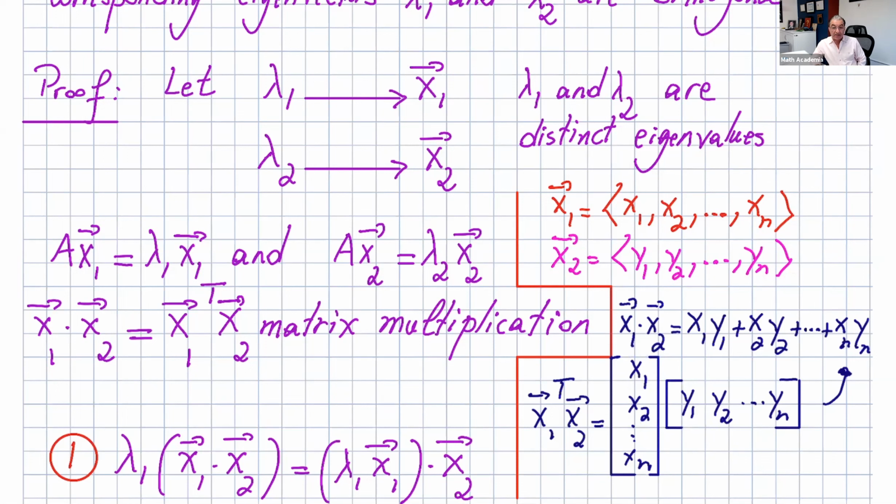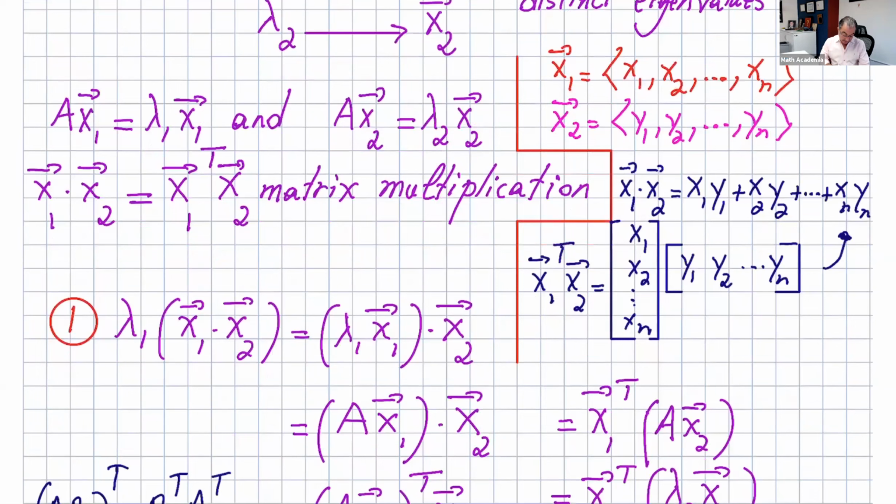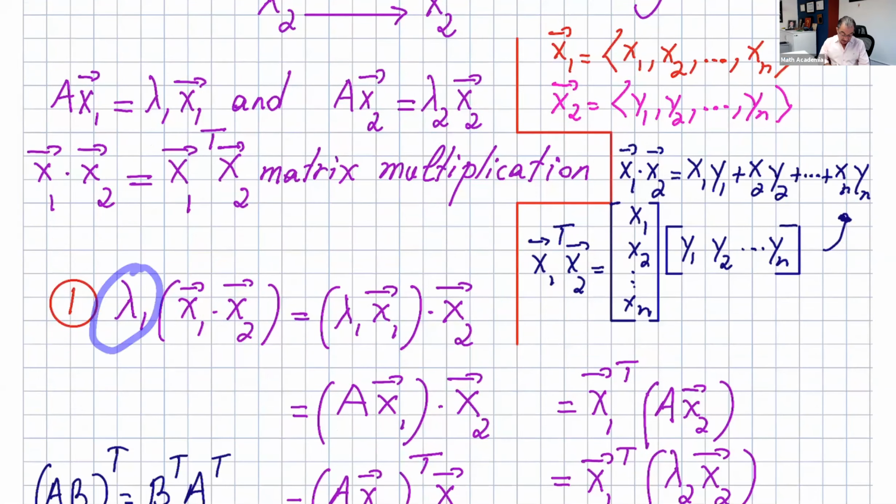So the dot product can be written as a matrix multiplication when you take the transpose of the first matrix times the second matrix. Now let's start with this relation. We can start with lambda 1 times x1 dot x2, and using the associative property, we can say this is lambda 1 x1 dot x2. But lambda 1 x1, we showed that it's A times x1, dot x2.